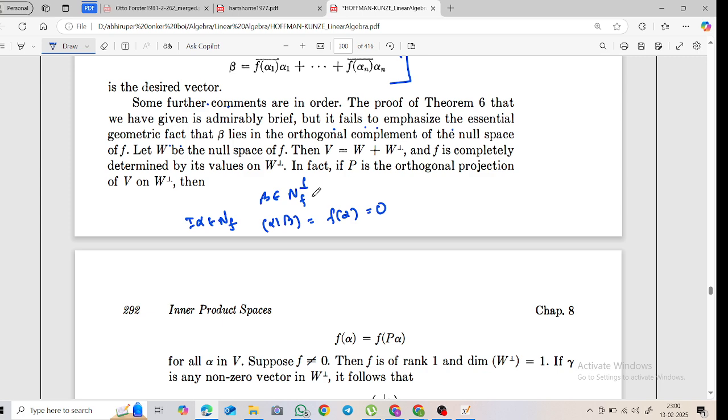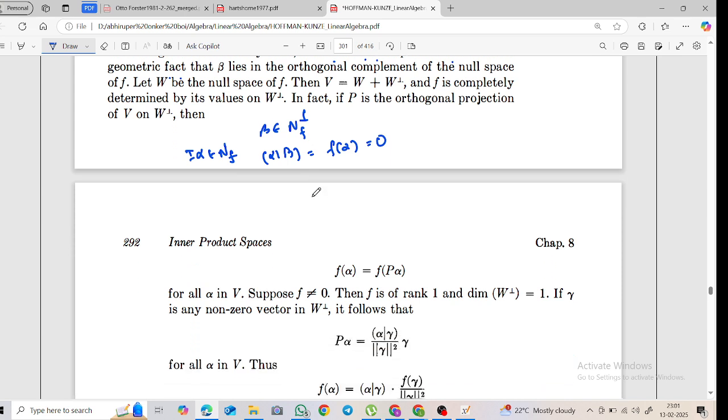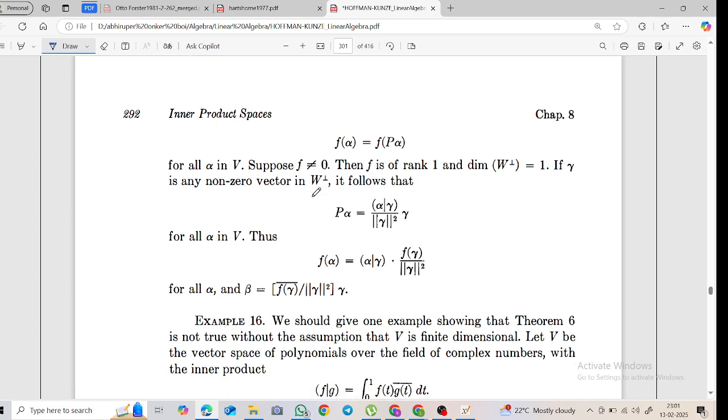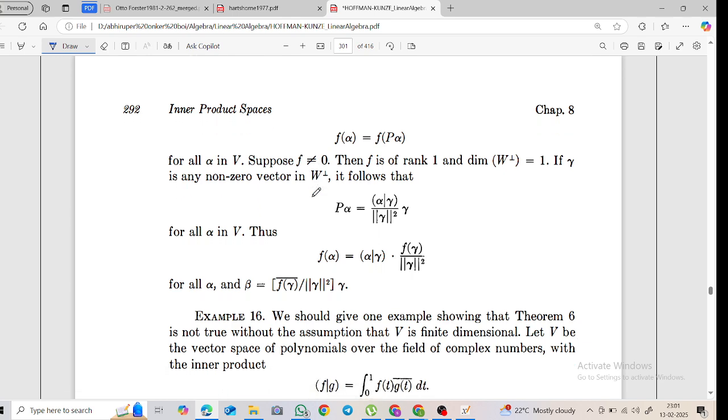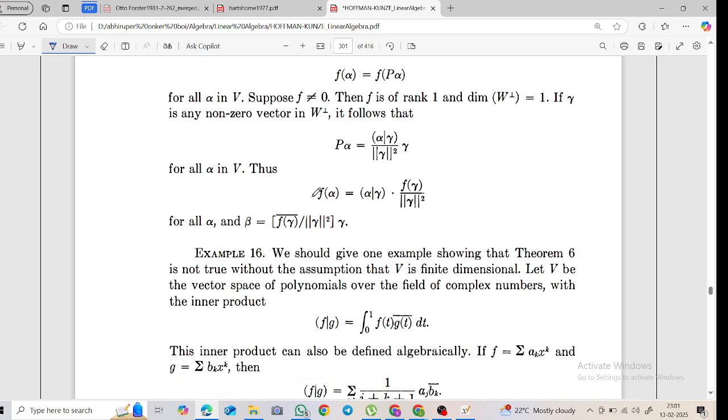In fact, if P is the orthogonal projection of V on W perp, then f of alpha is f of P alpha for all alpha. This is very important. This is very important.